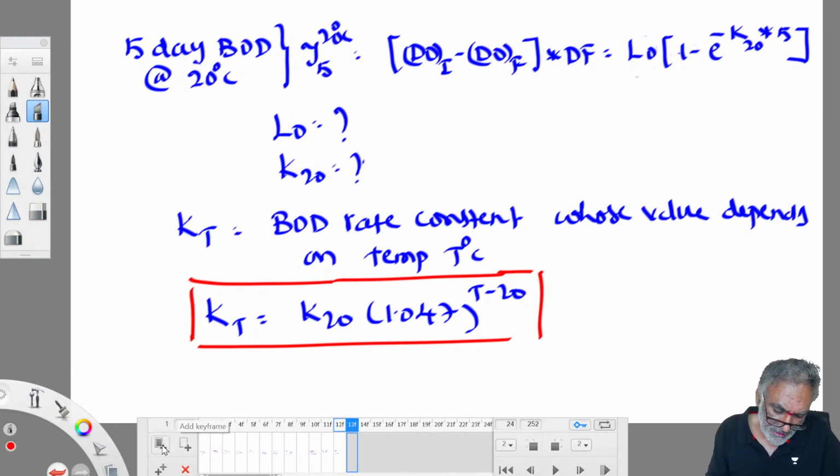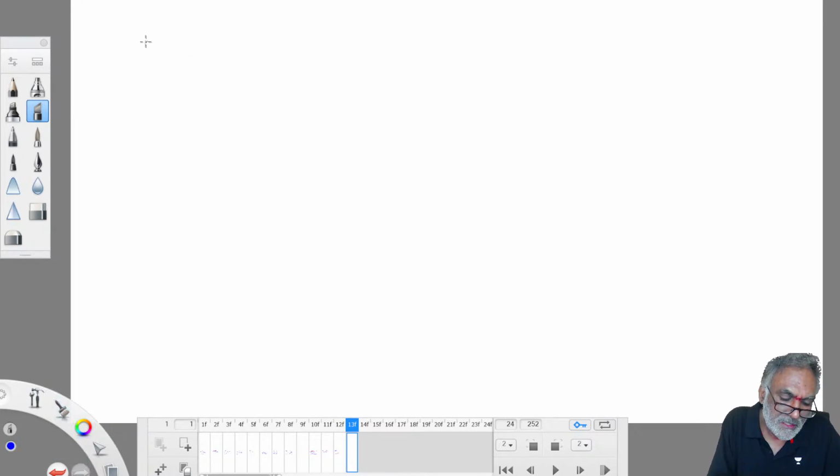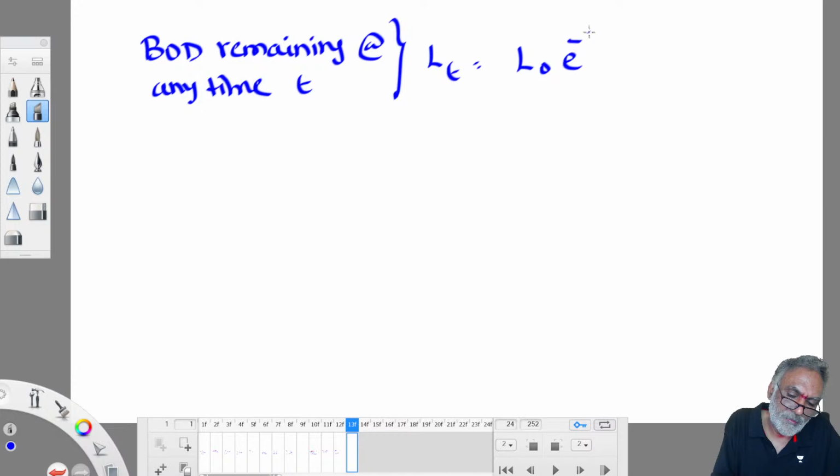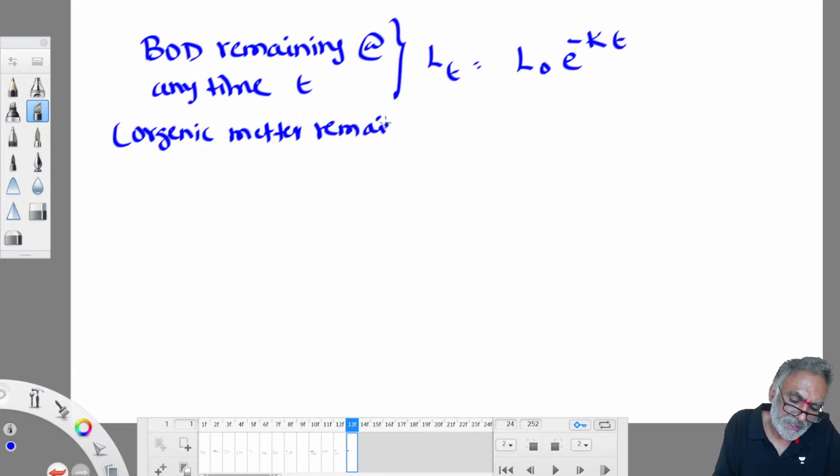Then in addition to this, one more thing that we try to work out is BOD remaining at any time t. That is Lt, which is equal to L0 into e power minus K into t. It also depends on temperature; the K value depends on temperature. Okay. BOD remaining at any time t is also equal to organic matter remaining at any time t.